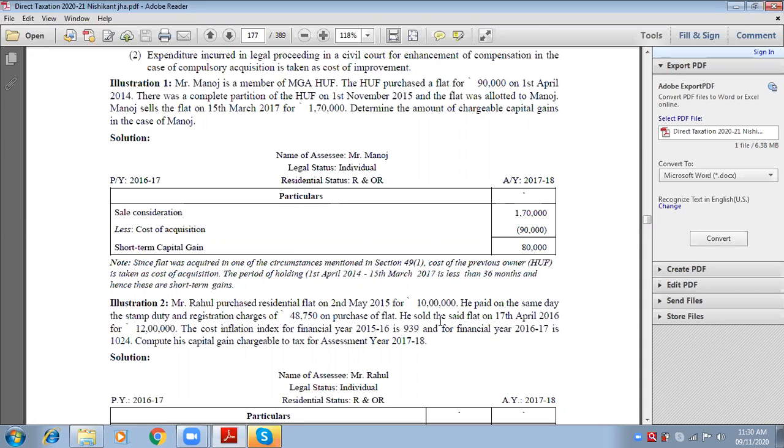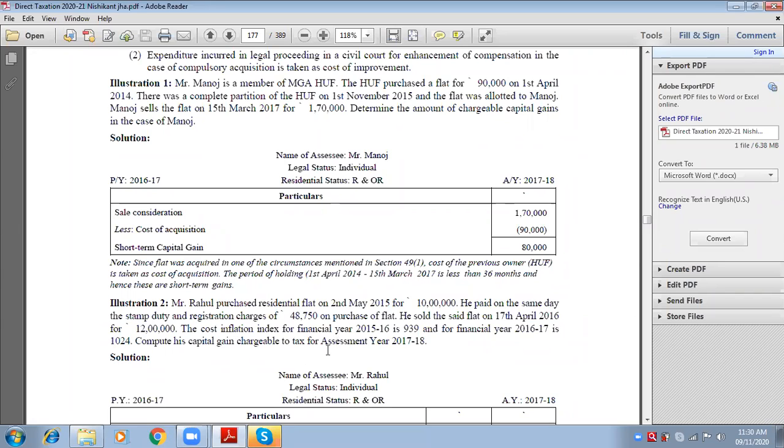Okay. He sold the flat. Now he is selling the flat. He sold the flat on 17th April 2019. Consider this as 19. For rupees 12 lakhs. How much is he selling for? Rupees 12 lakhs. The cost of inflation, I told you, CII will be given in the question sometimes. But if CII is given, it does not mean that it is for long term only. Maybe they are giving it to just confuse all the students.